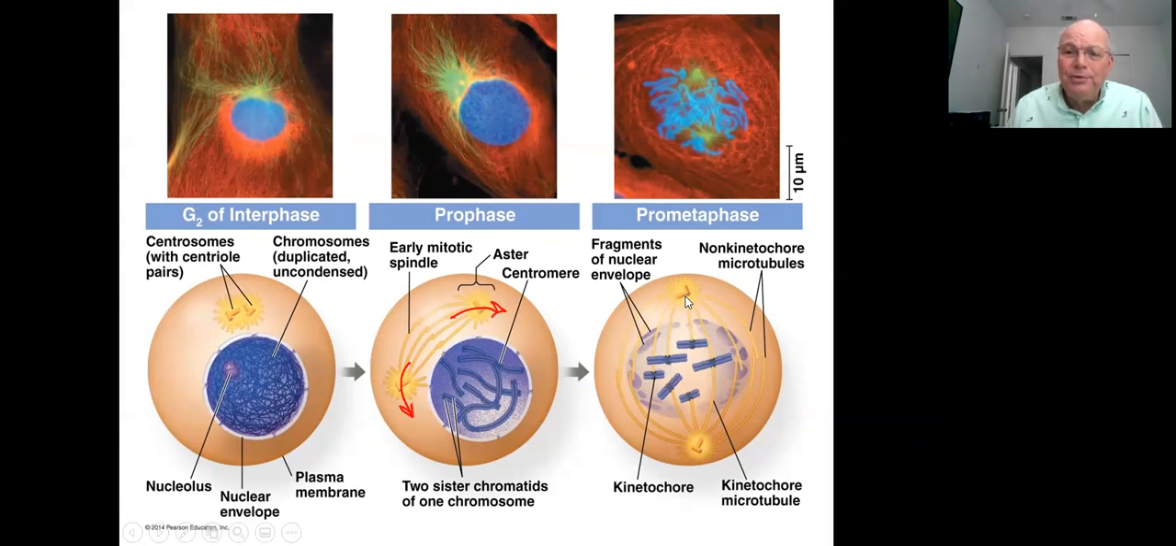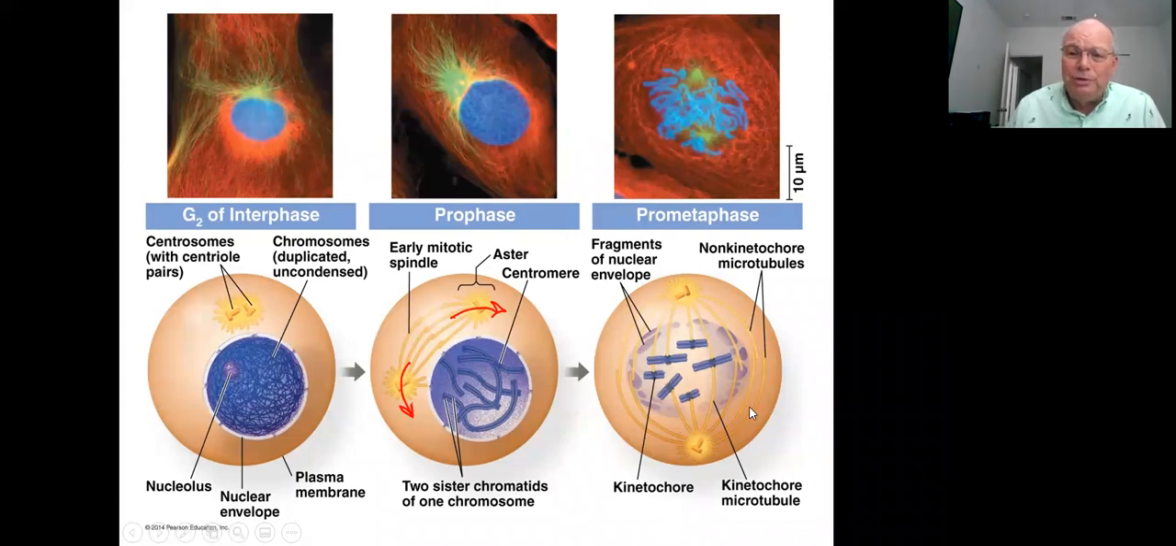So microtubules from this end of the spindle attach to the sister chromatid on this side of the pair via its kinetochore. Microtubules from this end attach to the other sister chromatid. So each chromatid is attached to one end of the spindle. One member of each pair is attached to one side. The other member is attached to the other side of the spindle.